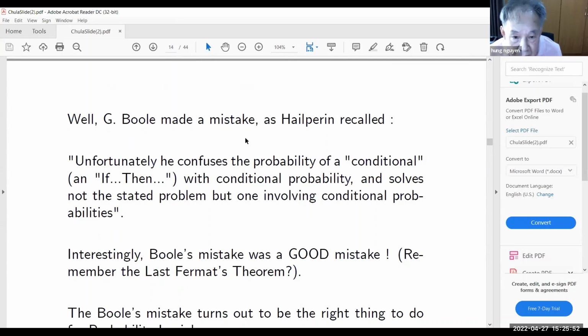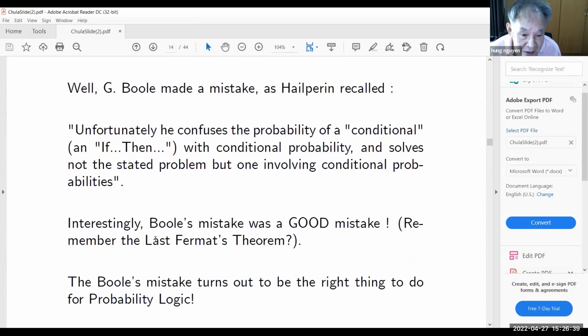Well, George Boole is the father of logic and probability. He wrote the book An Investigation of the Laws of Thought. Everything like Boolean algebra, Boolean sigma field, is from him. But he made a mistake. Unfortunately, Boole confuses the probability of a conditional, which is material implication, with conditional probabilities, and solves not the stated problem, but one involving conditional probabilities.